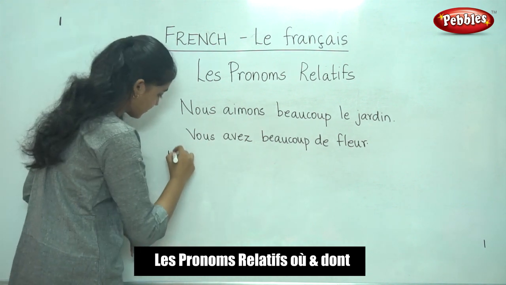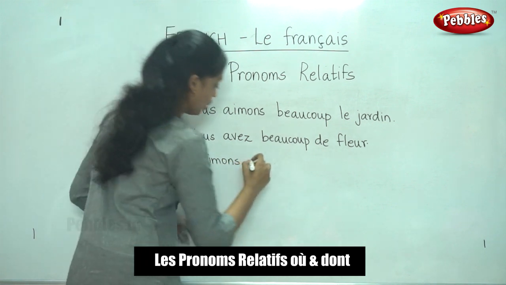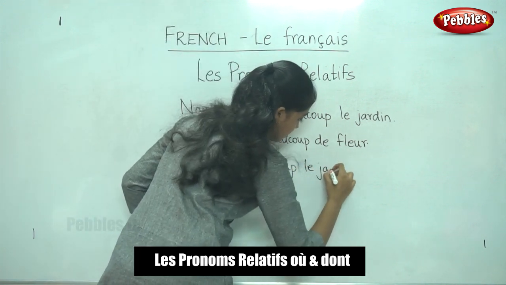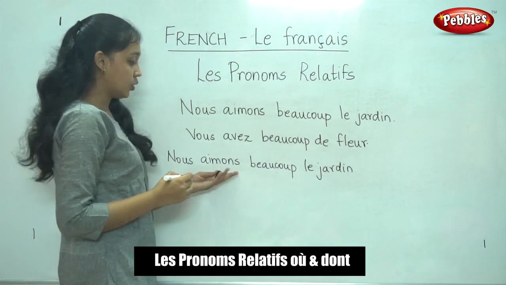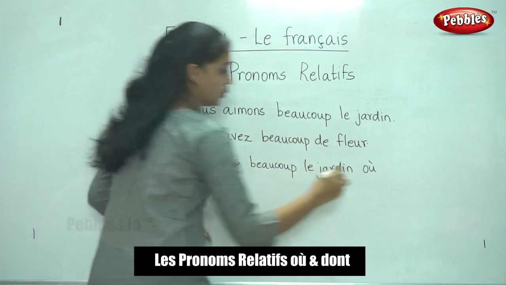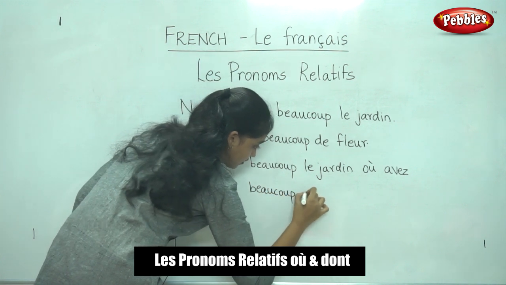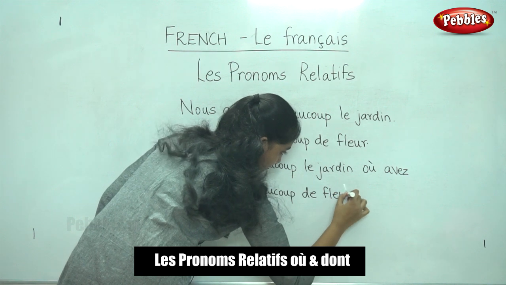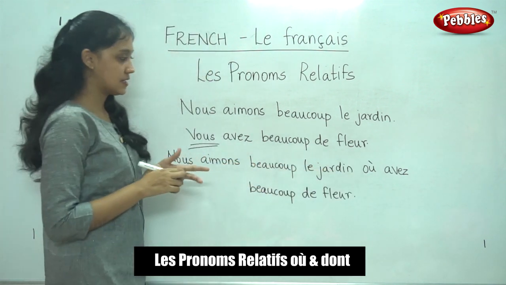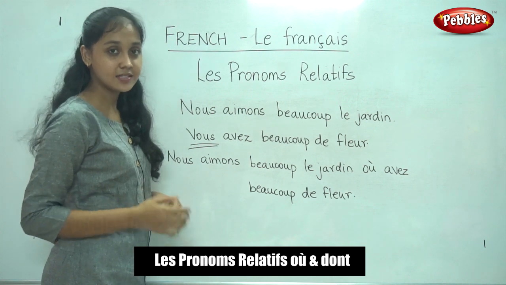So how would we write this sentence? Nous aimons beaucoup le jardin. We like very much the garden where there are a lot of flowers. So instead of vous, we are using ou. So this is how we use the relative pronoun ou. So I hope you understood this. Now shall we move on to the next pronoun?